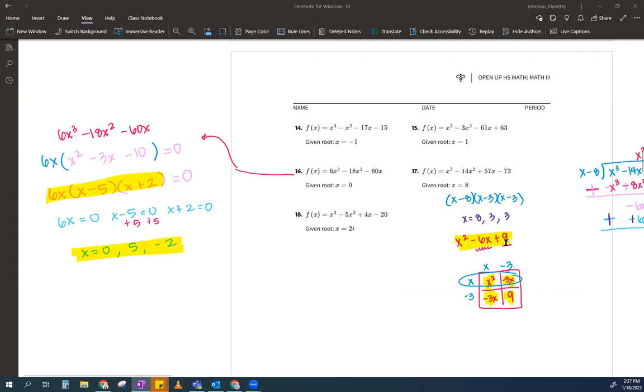So here it's what two numbers multiply to get to 9, but add to get to -6, and that's -3 and -3, right? Very good.